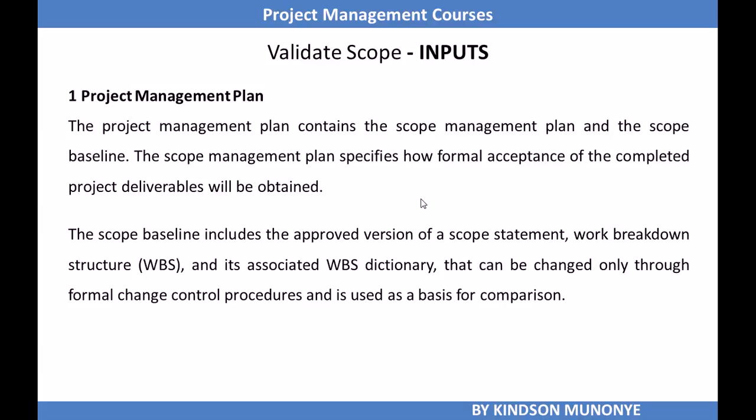Now the inputs to Validate Scope start with the project management plan, which contains the scope management plan and the scope baseline. The scope management plan specifies how formal acceptance of the completed project deliverables will be obtained. The scope baseline includes the approved version of the scope statement, WBS and WBS dictionary, as mentioned before.